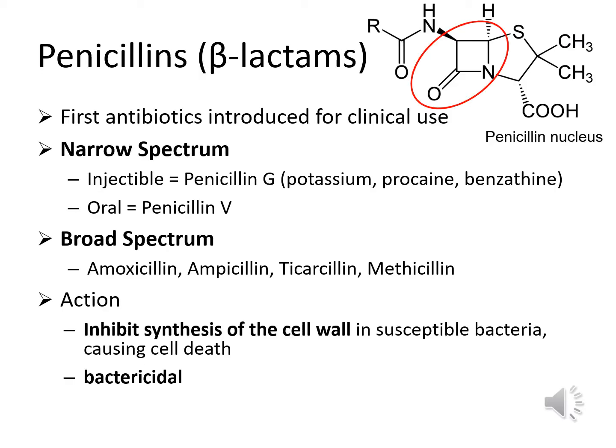The first category of antibiotics we'll look at is the penicillins. This is the oldest class of antibiotics that we have, and penicillin itself was the first antibiotic introduced for clinical use. They're known as beta-lactams, and if you look at the structure on the right, I've got the beta-lactam ring circled. And this ring is critical for the function of penicillin, or beta-lactam antibiotics, I should say.